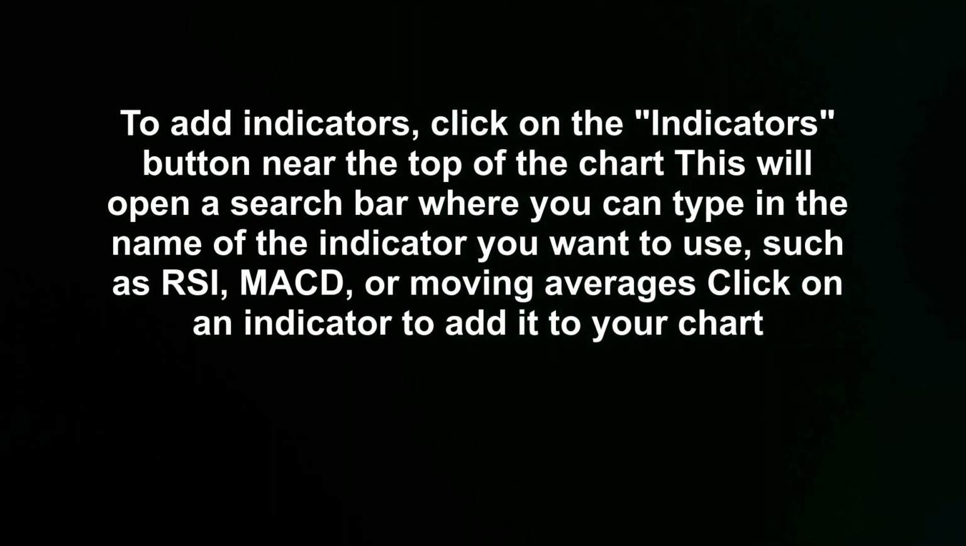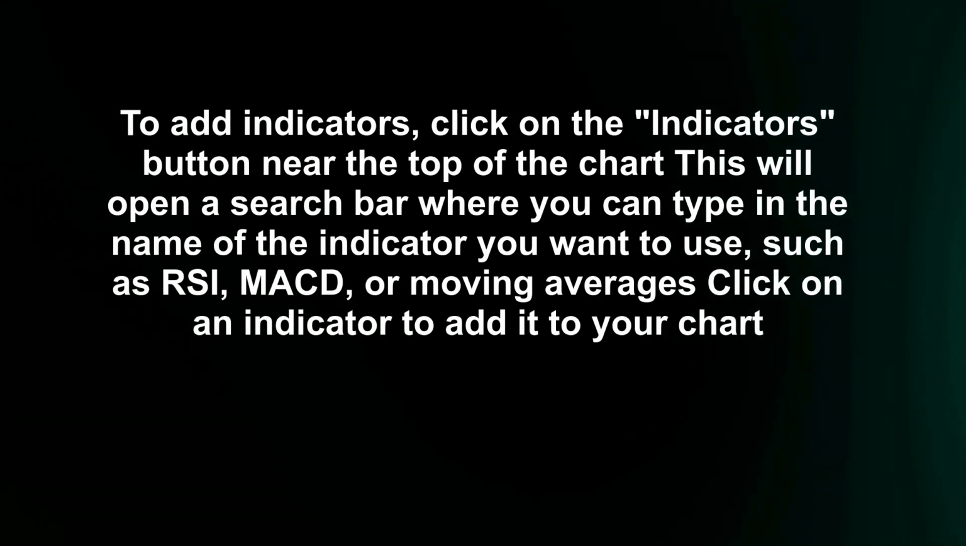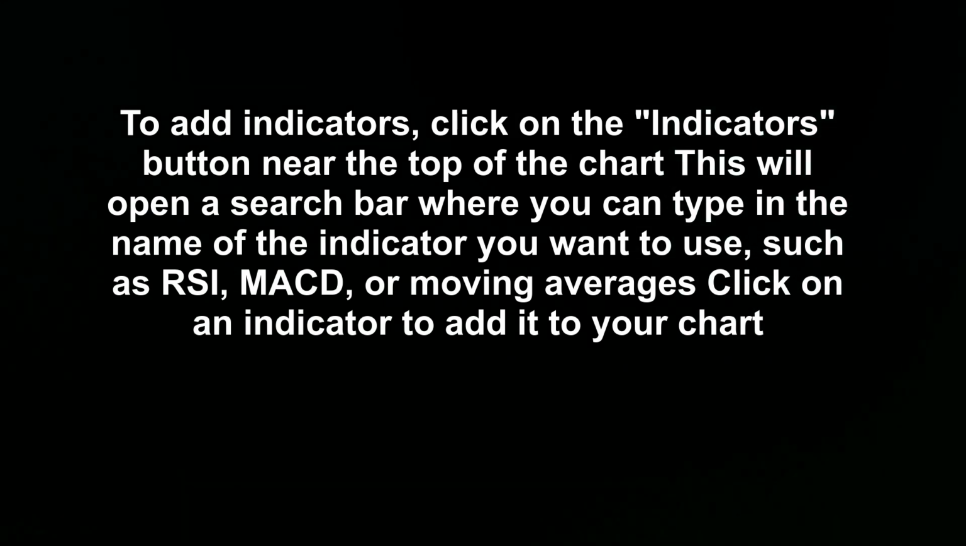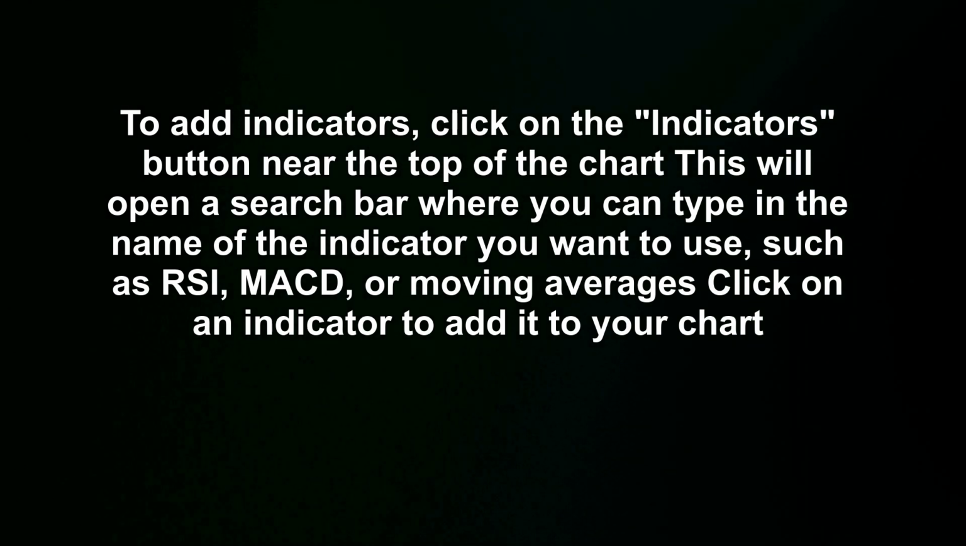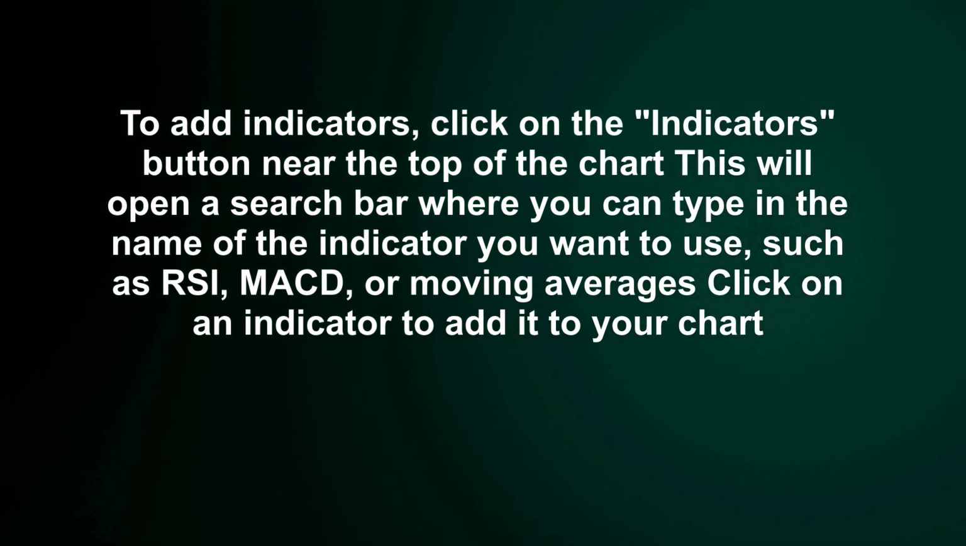To add indicators, click on the Indicators button near the top of the chart. This will open a search bar where you can type in the name of the indicator you want to use, such as RSI, MACD, or moving averages. Click on an indicator to add it to your chart.